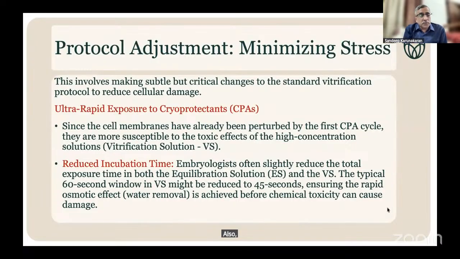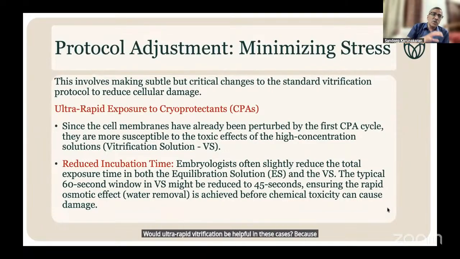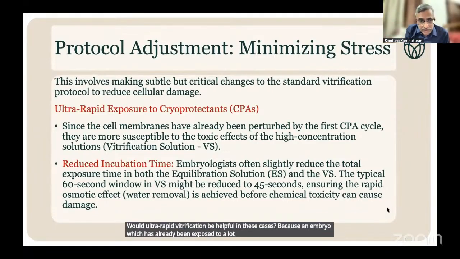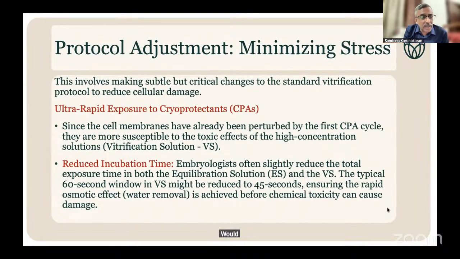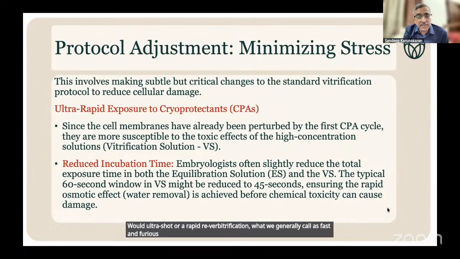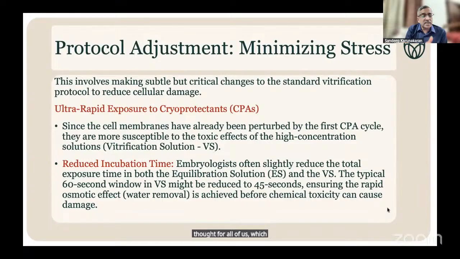Also, this is food for thought. Would ultra rapid vitrification be helpful in these cases? Because for an embryo which has already been exposed to a lot of cryoprotectants, would ultra short or rapid revitrification, what we generally call fast and furious, be helpful? A thought for all of us, which means that when you do ultra rapid vitrification, it would mean reduced incubation time in both the ES and the vitrification solution.